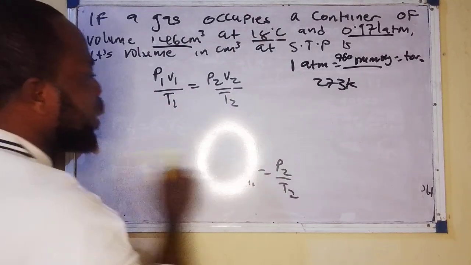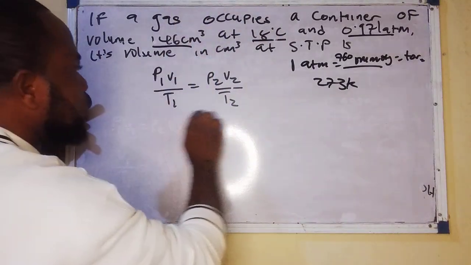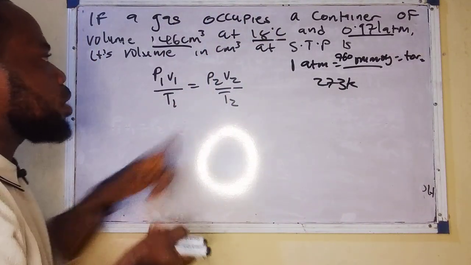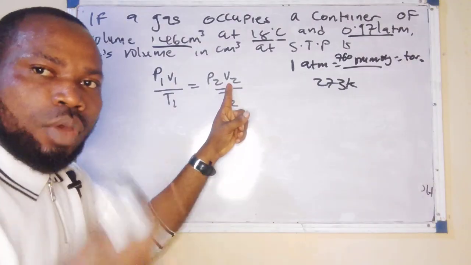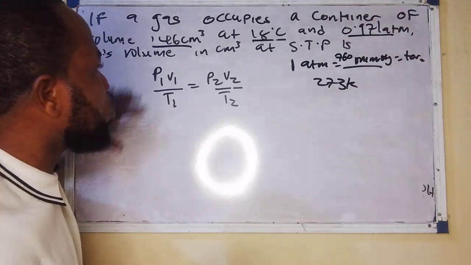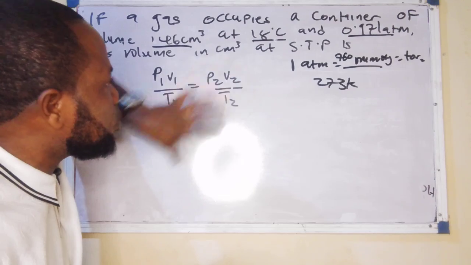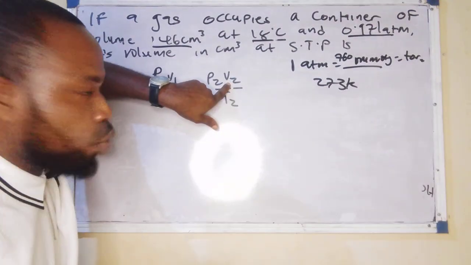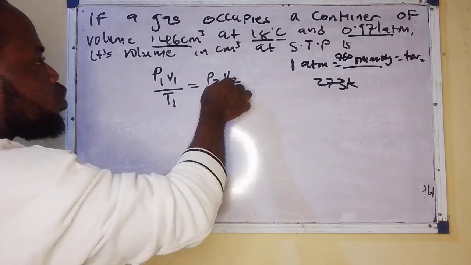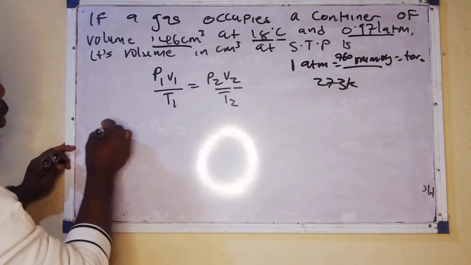Now, remember that we now understand that yes, we are using the general gas equation, but we are looking for V2. So you can do it in two ways. All you have to do is to put in your given parameters, or you can simply make V2 the subject of the formula. Now, if I want to make V2 the subject of the formula, I will go like this.